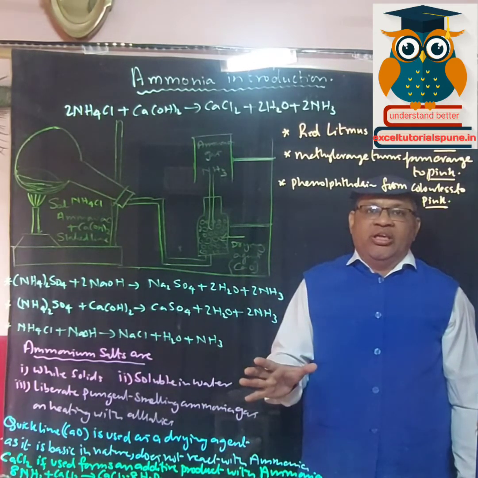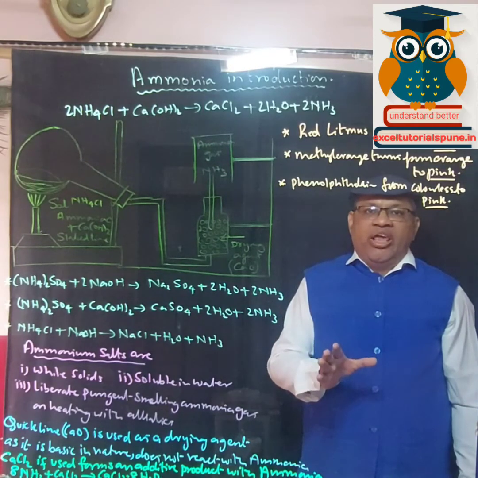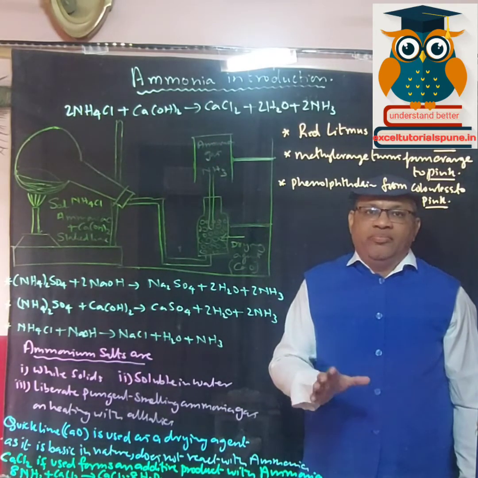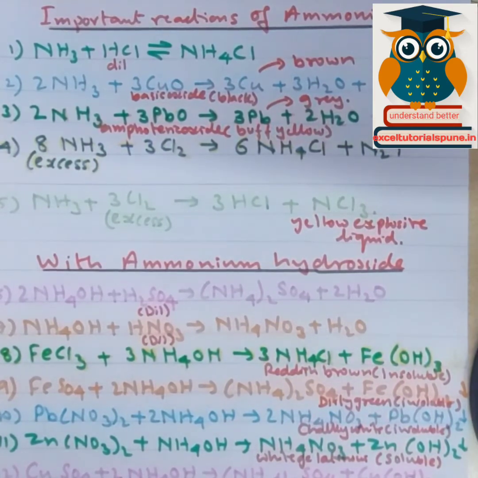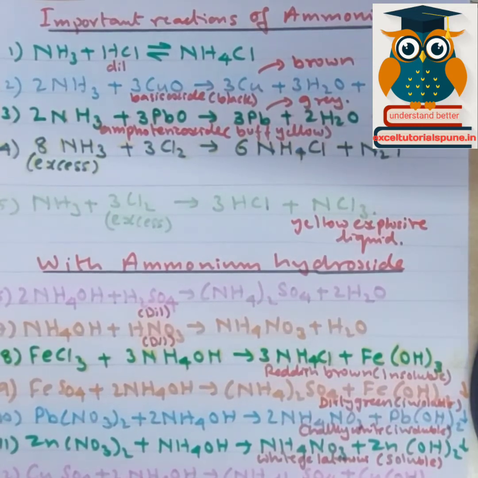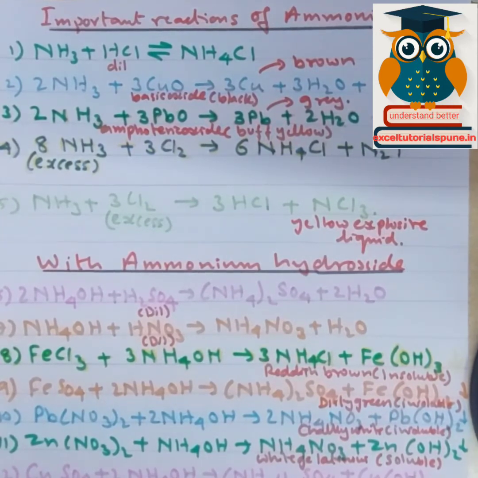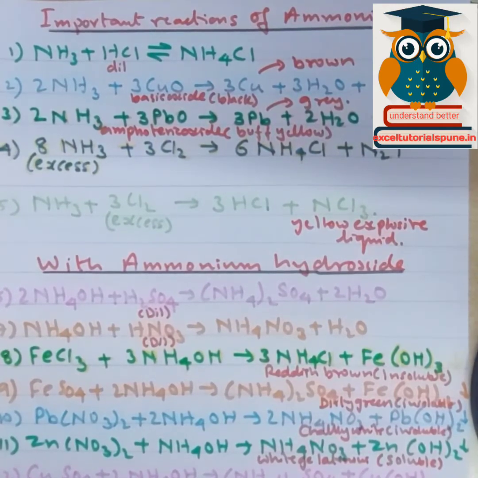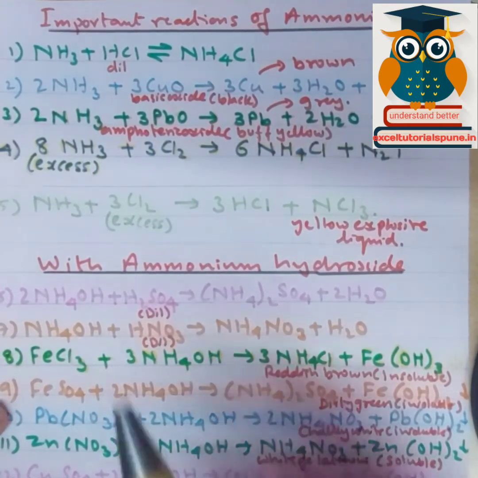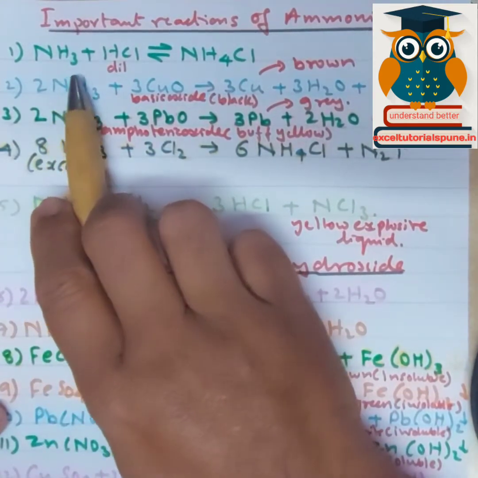Now we will study the reactions of ammonia. All right, now we study all the important reactions of ammonia. There are some 14 of them. You have to write and learn them, and see if you can write them without seeing the notes, all the equations, or you can ask someone to take it up. So the first equation is ammonia with dilute HCl.